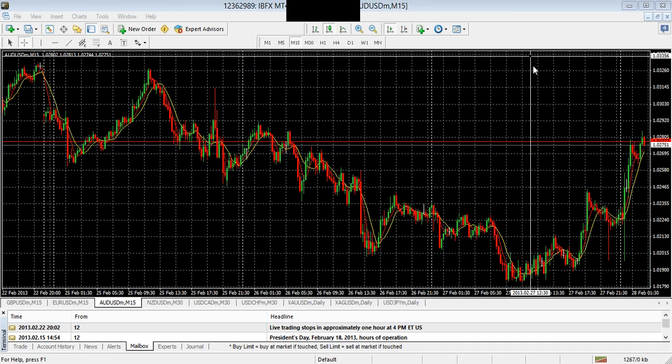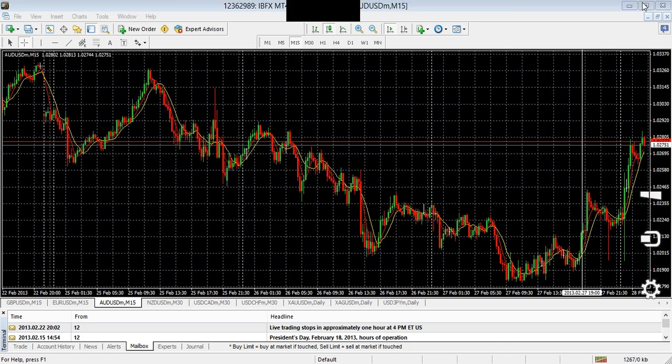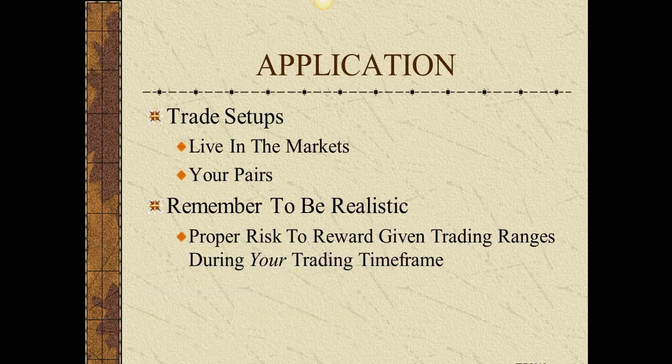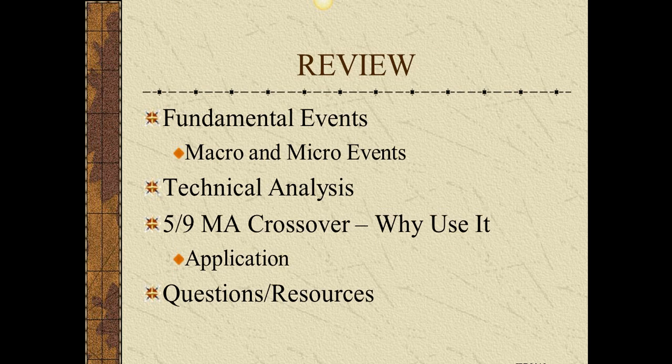So let's flip out of here. I try and stick to about a half hour because these are recorded, and you guys don't want more information than that. I think I threw a lot at you, and I think we were able to apply this, is what my goal was, to 2 or 3 pairs, which is what I wanted to do. So applying it live in the markets, looking at a few pairs, be realistic, and make sure that you're taking other data into consideration. Review.